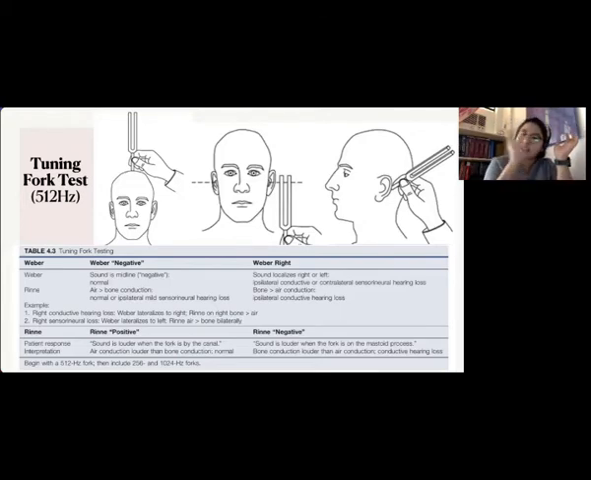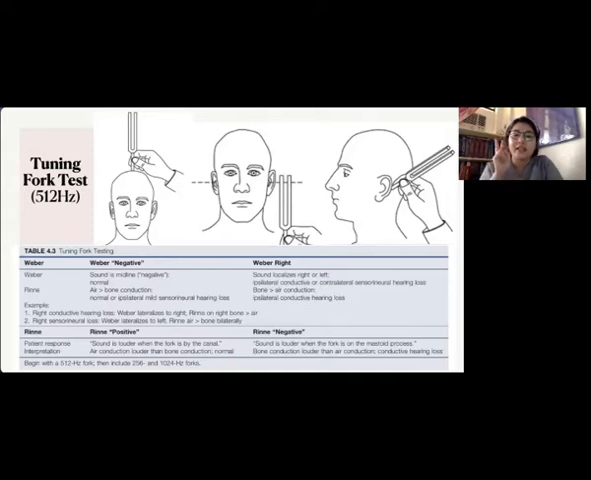So after striking it on your elbow or in the palm of your hand, you place the base of the tuning fork, as shown in the photo, on the mastoid tip. If the patient cannot hear it anymore, you transfer it. So the bone conduction, if the patient cannot hear it anymore, you transfer it opposite the ear canal, about 1 inch distance as shown in the photo. Then if the sound cannot be heard, the patient will tell you.